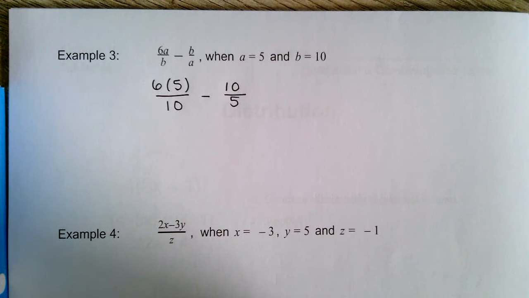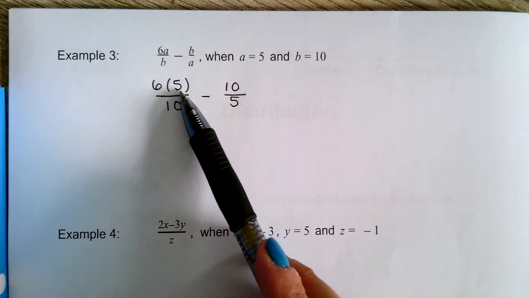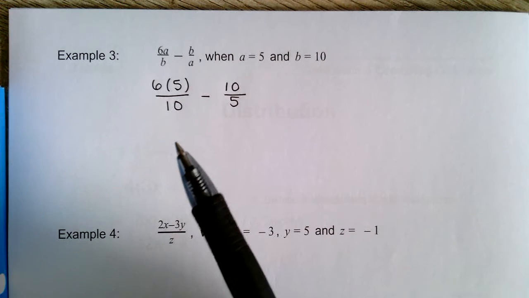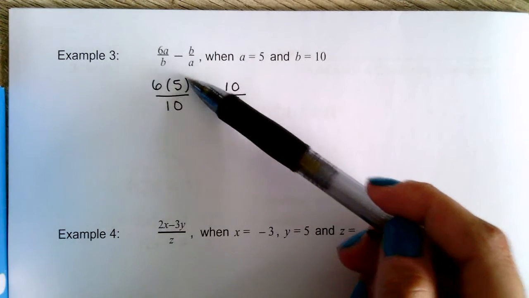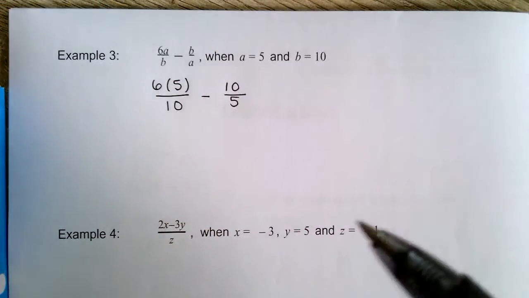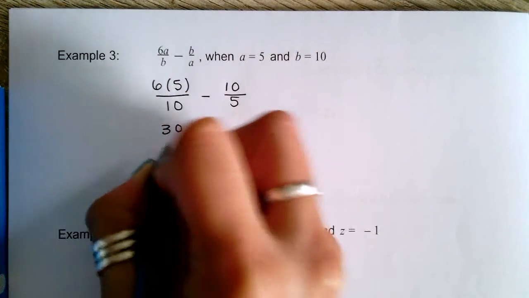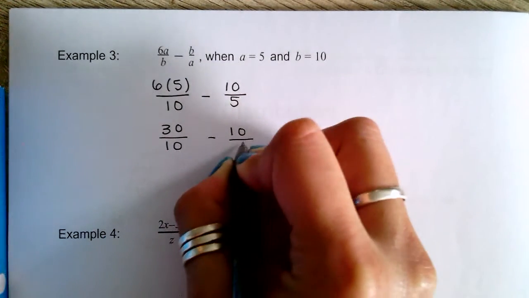Now what we need to do is simplify. So starting with parentheses, we don't have anything to do inside parentheses, so we can move on to exponents. We don't have any exponents here. Then we're going to move on to multiplication and division. So we've got multiplication happening on the top of this fraction here, so let's do that. So 6 times 5 becomes 30. So we have 30 divided by 10 minus 10 divided by 5.